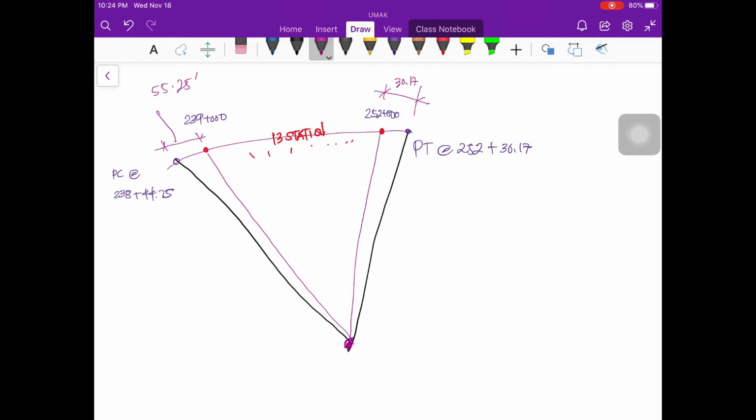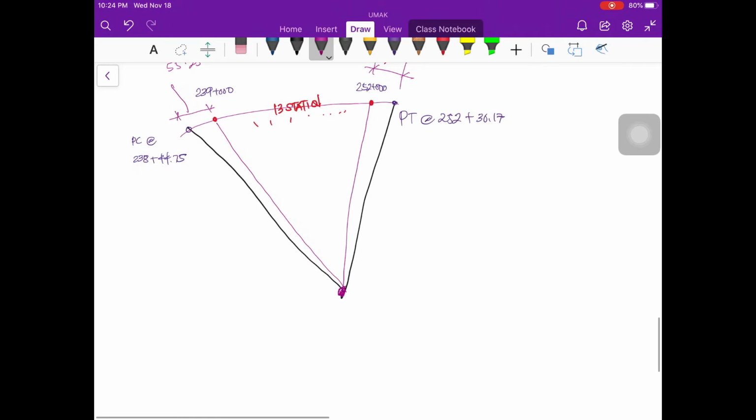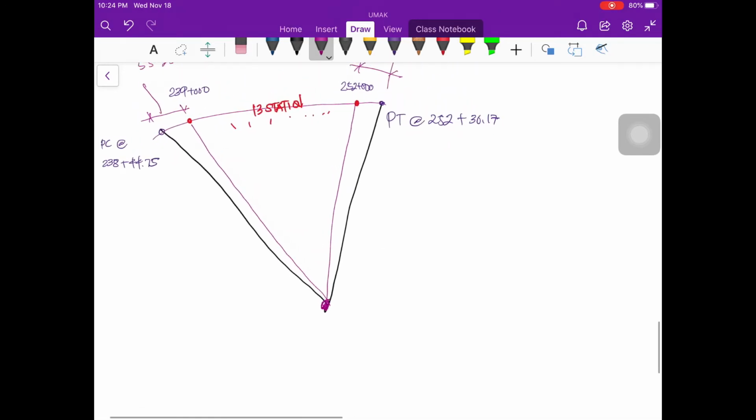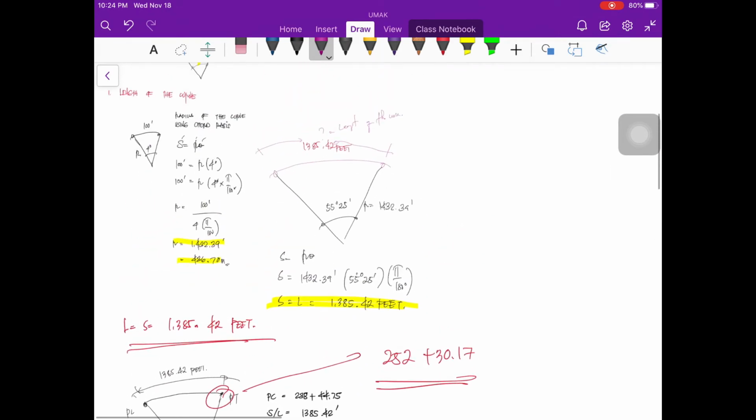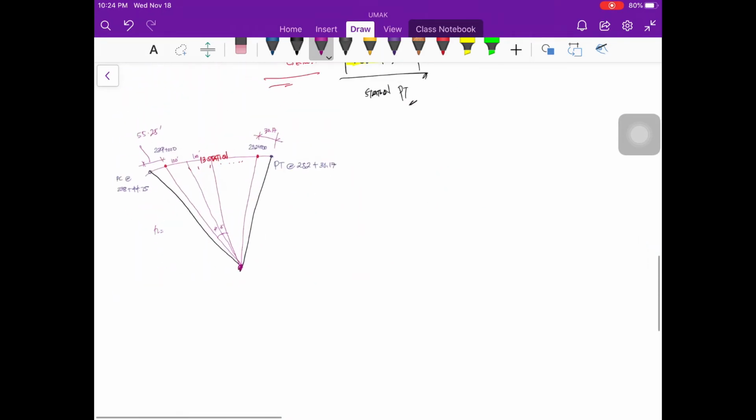Okay, if we put everything into the layout, how are we going to solve for this one? Because with these 13 stations, you know that the distance between each station is 100 feet, and the deflection angle of that is around 4 degrees, right? 4 degrees. And you have a radius of 1432.39.